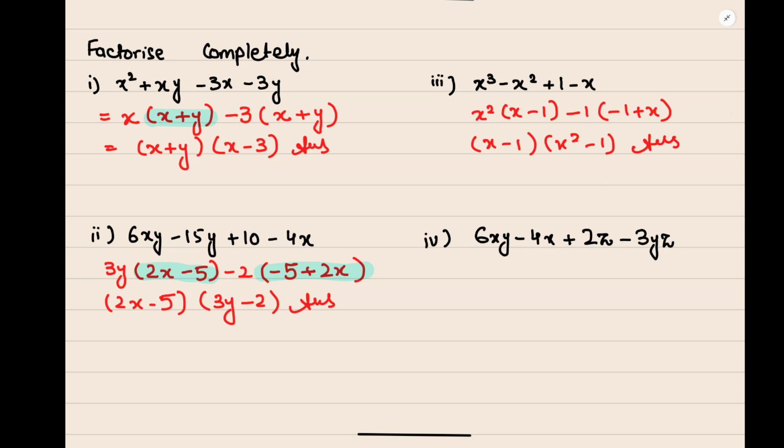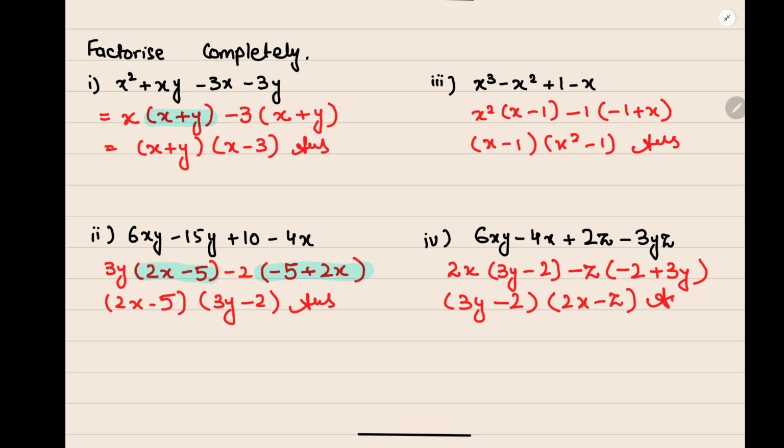In the fourth question, I can take 2x common. So I'll be left with 3y minus 2. And from the last two terms, I can take z common. So I need to take negative z common. So I'll be left with negative 2 plus 3y. Now 3y minus 2 and 2x minus z. This would be my answer.